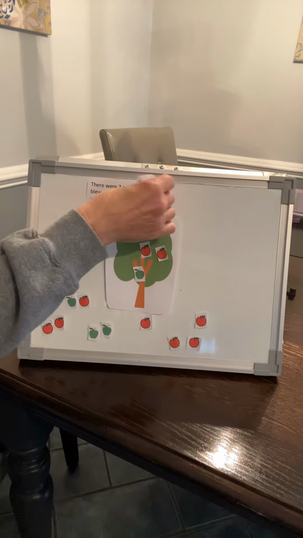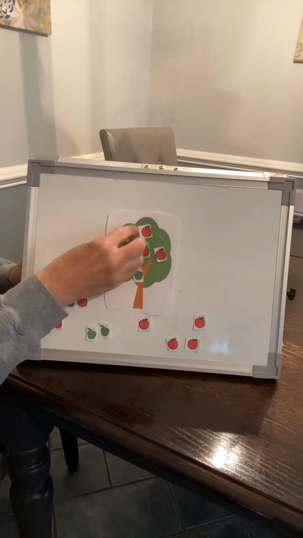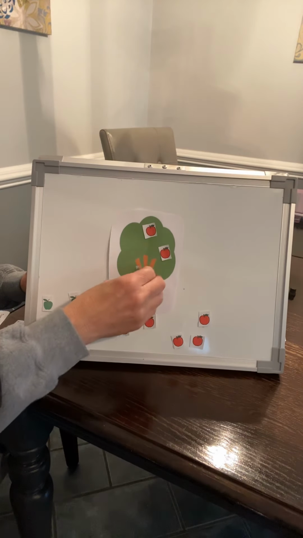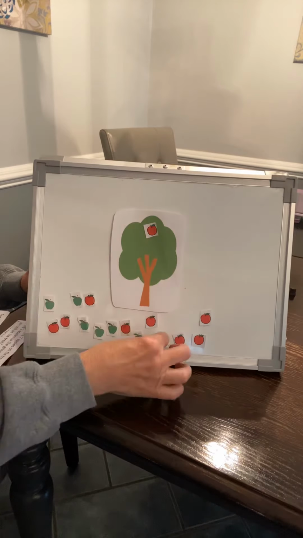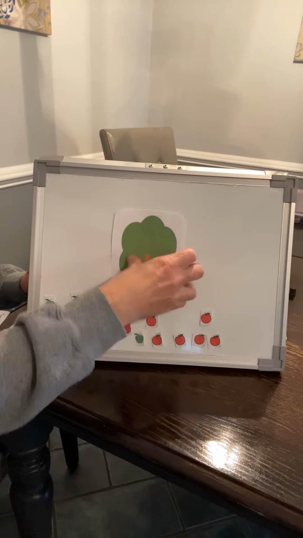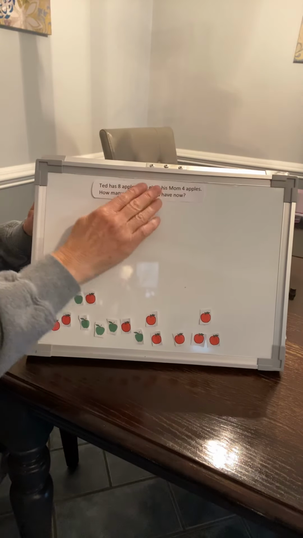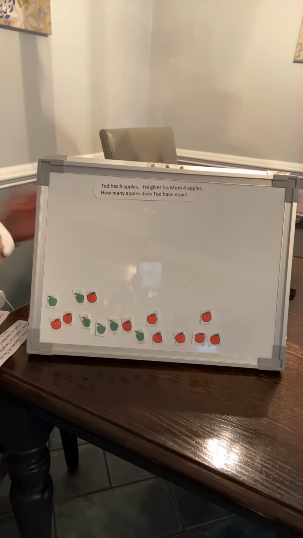Good job. All right, let's take a look at another story together. Let's take our apples off and put them back at the bottom. So we're going to have them ready for our next story. All right, you ready? So our next story says, Ted has 8 apples. He gives his mom 4 apples. How many apples does Ted have now?